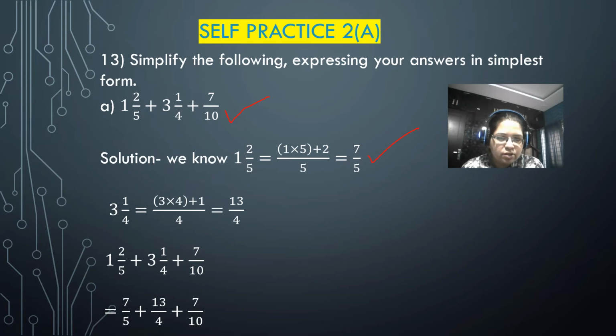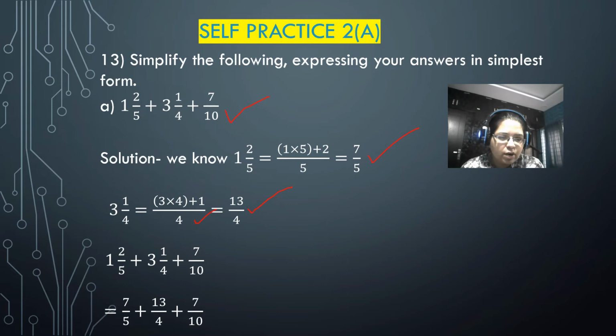Now we convert the mixed fraction 3 1/4 into an improper fraction. So multiply the denominator 4 with the whole number 3, plus the numerator 1, divided by the denominator 4. So 3 1/4 equals (3 multiplied by 4 plus 1)/4, which is 3 multiplied by 4 is 12, 12 plus 1 is 13, so 13/4.